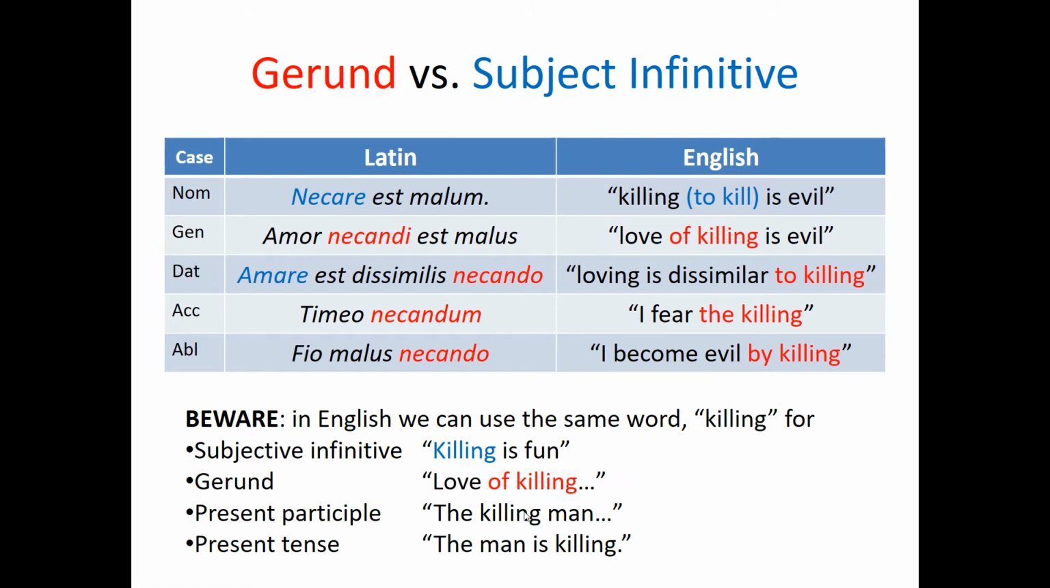But it is very, very safe for you to translate gerunds as -ing words, because that's how in English we create gerunds out of verbs. We take a word like love and turn it into loving. Take a word like kill, turning it into killing.